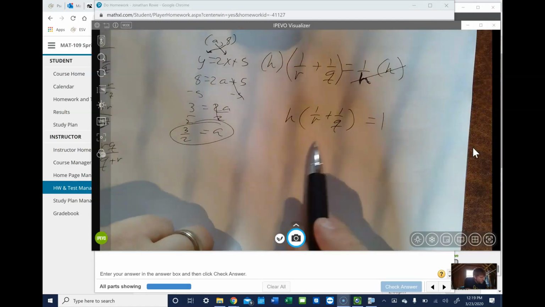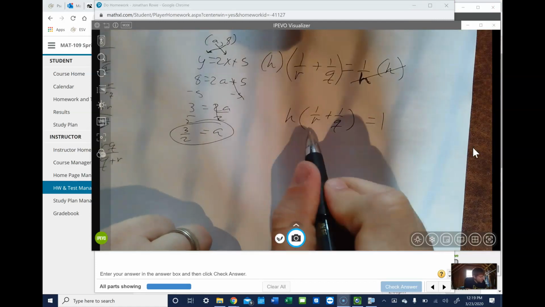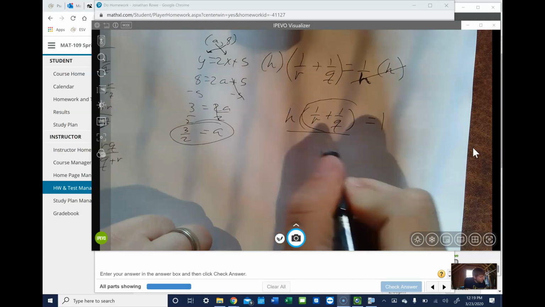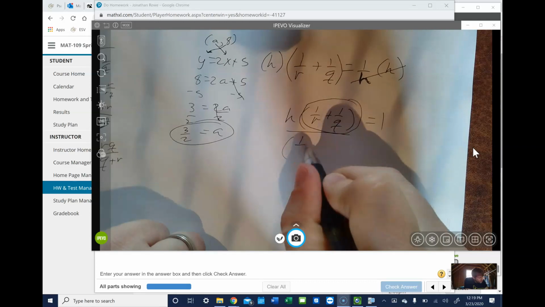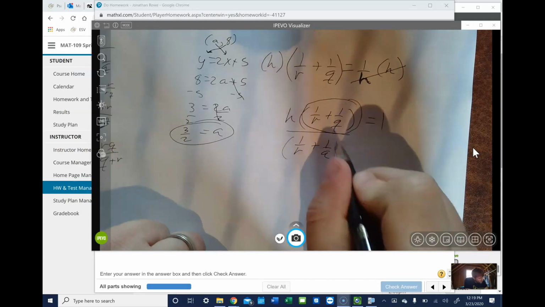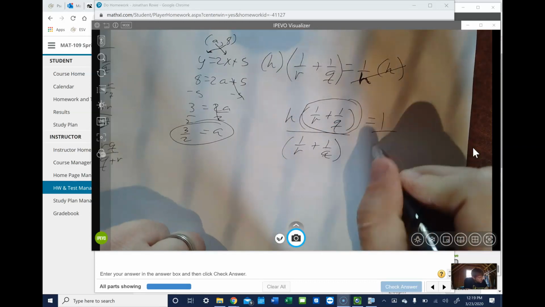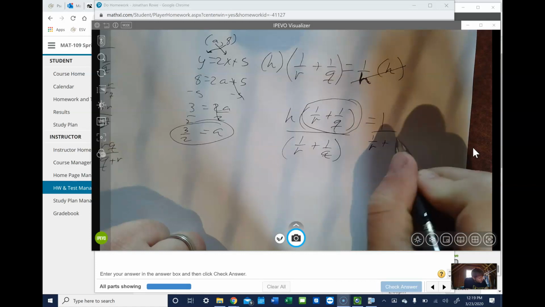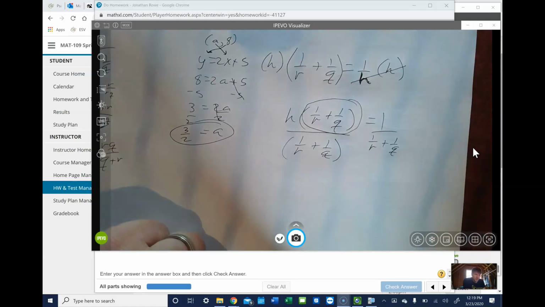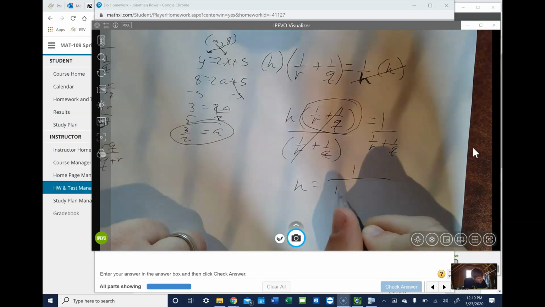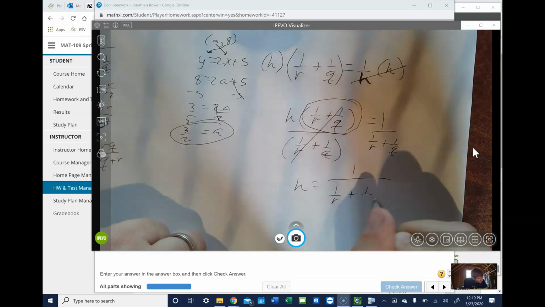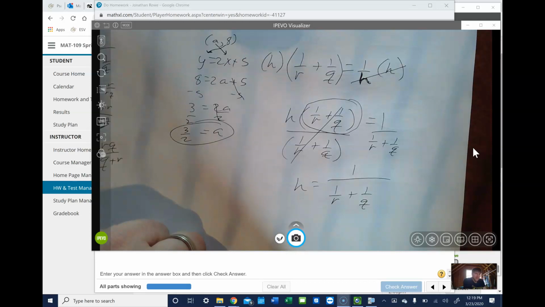Okay. So now I'm trying to get h by itself, so I'm going to divide by this whole expression, because that whole expression is being multiplied by h. So I'm dividing both sides by 1 over r plus 1 over q. That's going to cancel out here, and I'm going to have h by itself. So h equals 1 over r plus 1 over q. And that's a good answer.